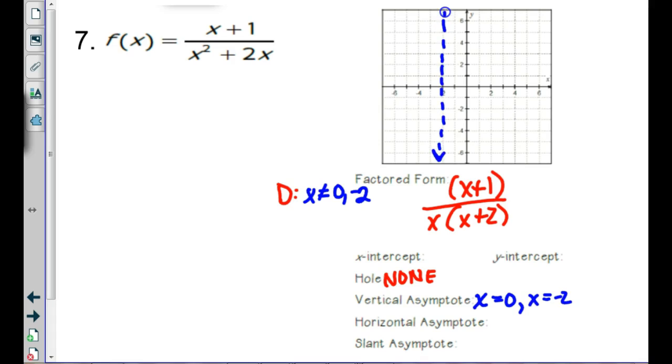-2 and 0 is just the y-axis. So it should not cross the y-axis. We just found that out. So what does that mean? Is there going to be a y-intercept? No. If I put a 0 in here, guys, I get 1 over 0, and that would be undefined, right? There's not a y-intercept. What's the x-intercept?